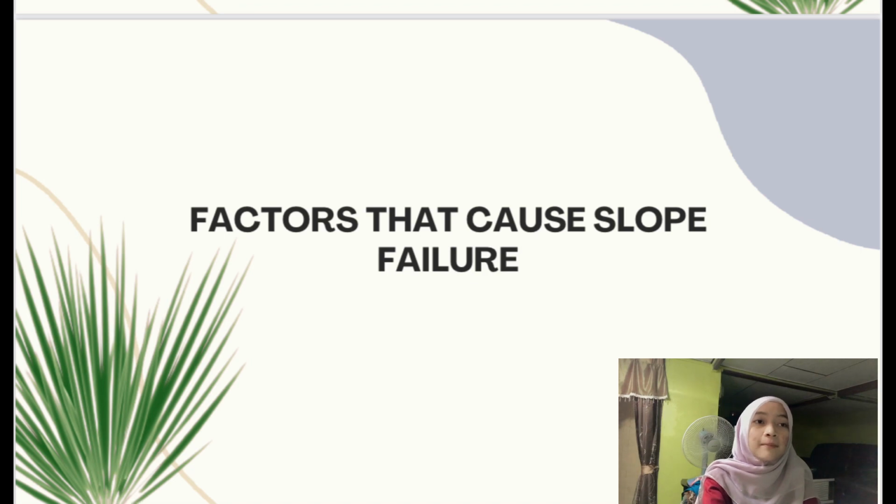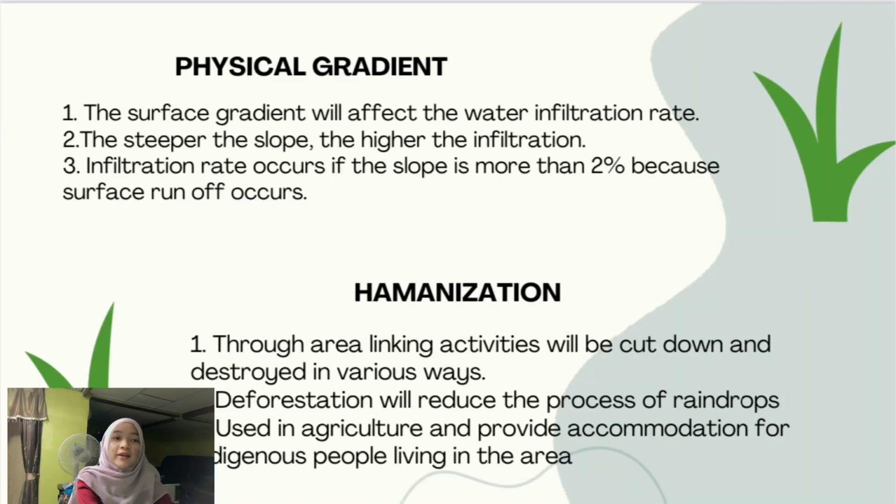Now I will present the factors that cause slope failure. The factors that cause slope failure are two. The first is physical gradient. The surface gradient will affect the water infiltration rate. The steeper the slope, the higher the infiltration rate occurs if the slope is more than 2% because surface runoff occurs.